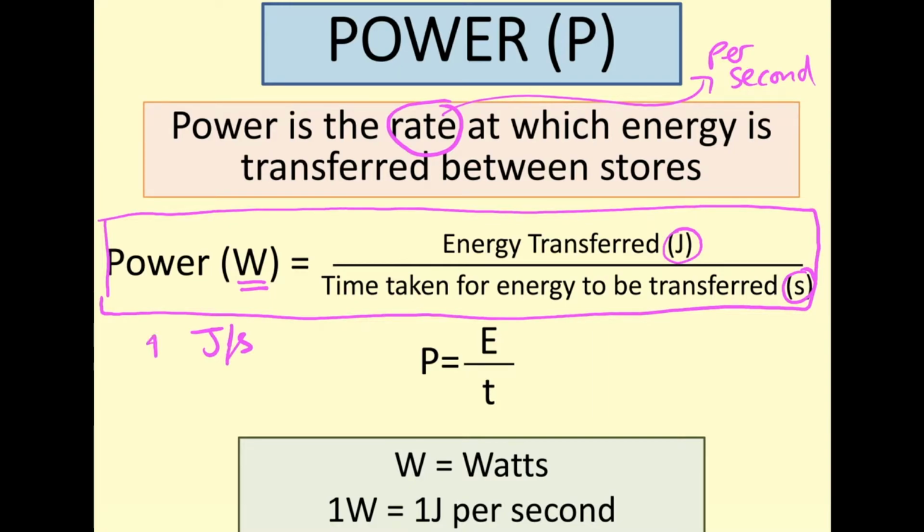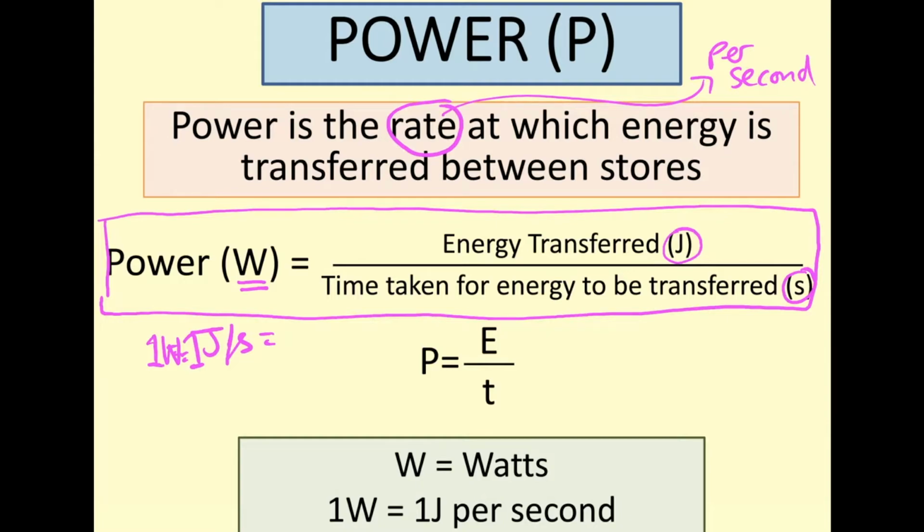So 1 joule per second is equivalent to 1 watt. So 1 watt is 1 joule transferred every second. So those units are equivalent. We use a capital W though because it's named after a scientist. So the scientist Watt was given this name of the unit of power, which is equivalent to joules per second.